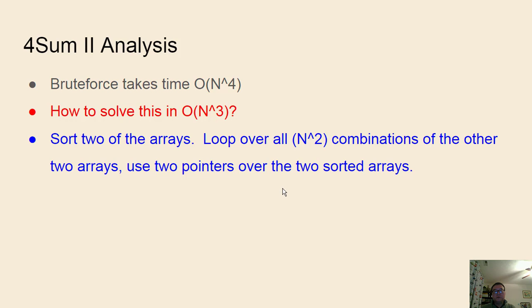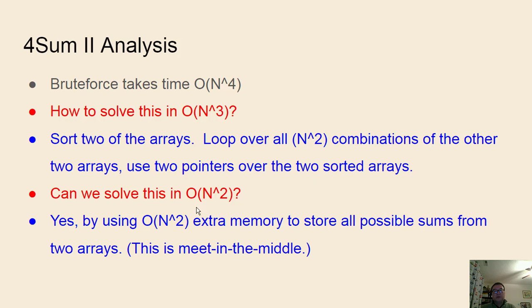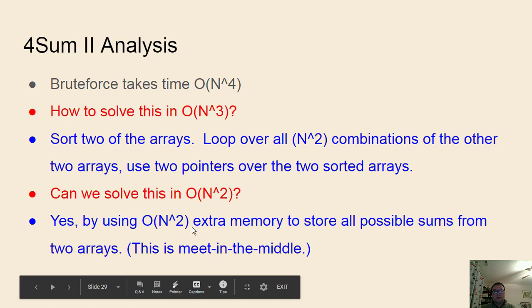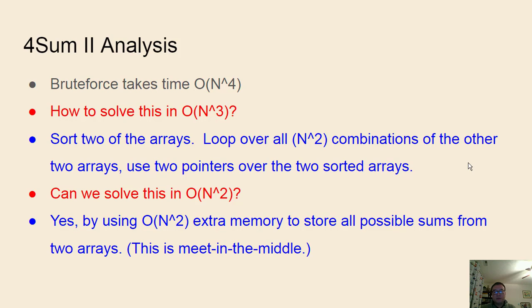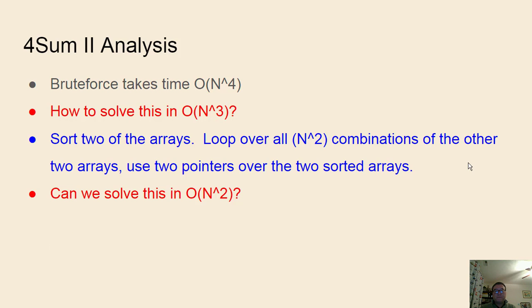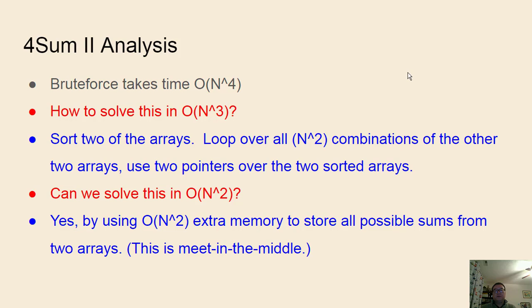Yeah, so we can do n cubed by sorting without using actual memory. To get n squared, we use actual memory. And this is meet in the middle because we compute half, the two arrays of the four, and then we pre-compute the result and store it. Then we can also pre-compute the other half, and then we're just comparing the intermediate results. So this is kind of a meet in the middle.